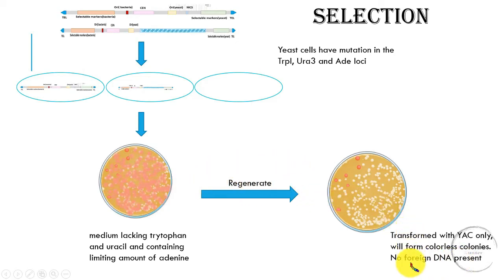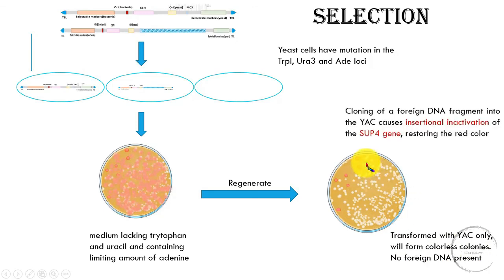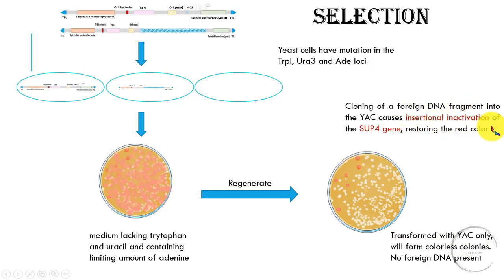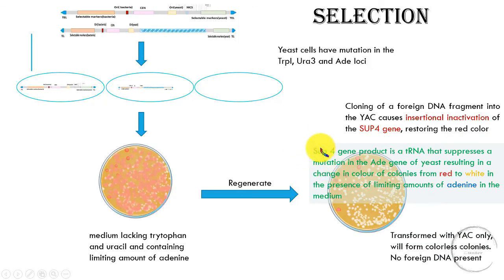those yeast cells having no foreign DNA will become colorless, but those yeast cells having foreign DNA cause insertional inactivation of the suppressor 4 gene, restoring the red color. The reason behind the change in color is the activity of the suppressor 4 gene. The suppressor 4 gene product is a tRNA that suppresses the mutations in the adenine gene of yeast, resulting in a change in the color of colonies from red to white in the presence of limiting amounts of adenine in the medium.